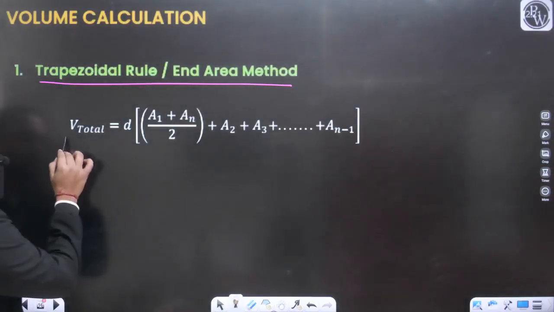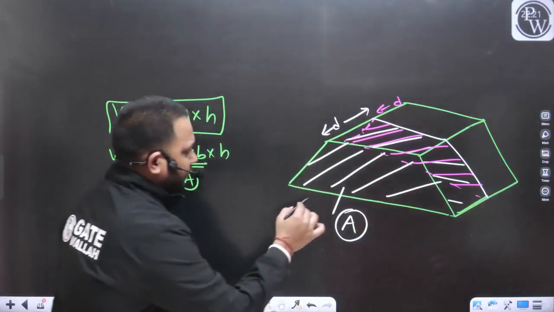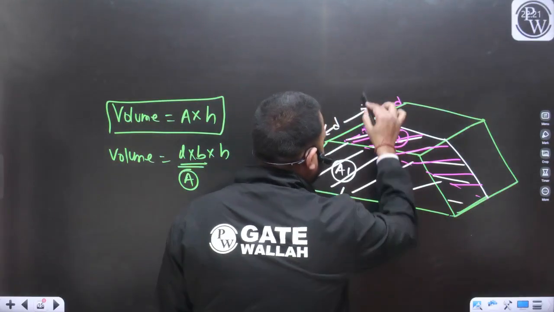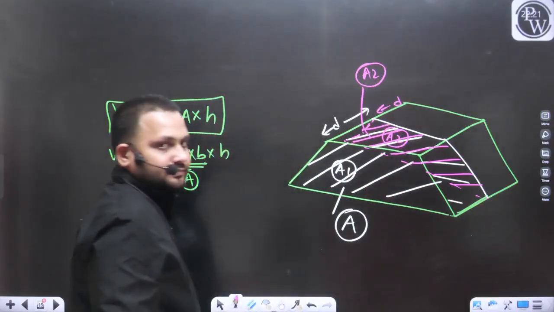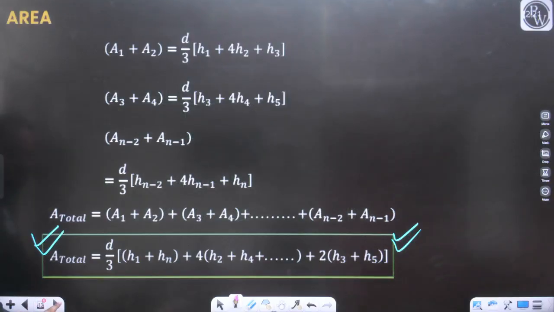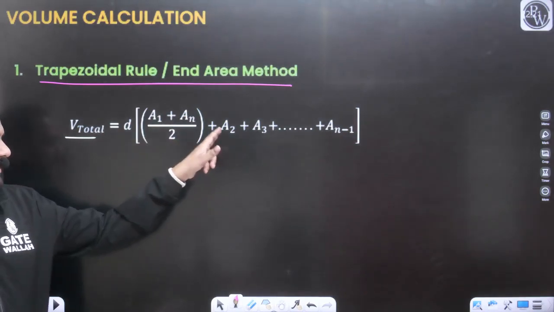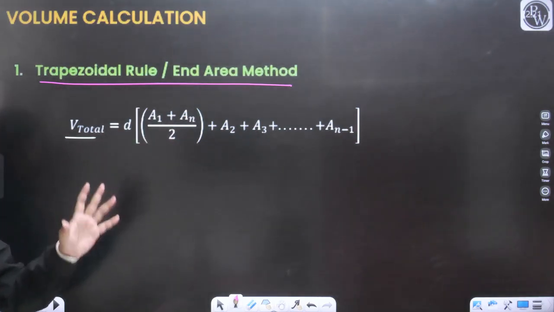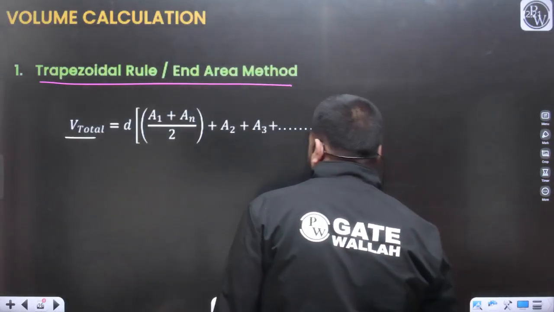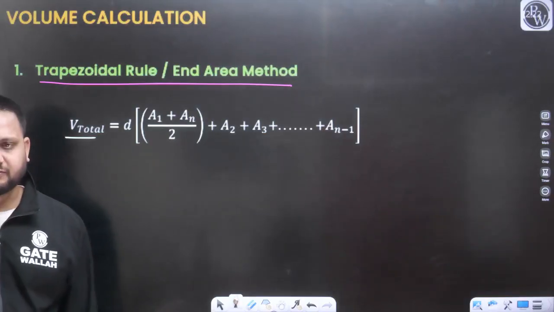So the total volume will be equal to D into first and last area by 2. For example, this was your first area and this was your second area, A2, and so on. A3 may be there, A4 may be there. So what can I write here? The total volume will be equal to D into first and last by 2 plus A2 plus A3 plus A4. This is the same type of formula which we have used for the calculation of the area, yes or no?